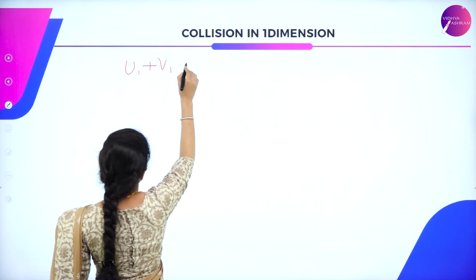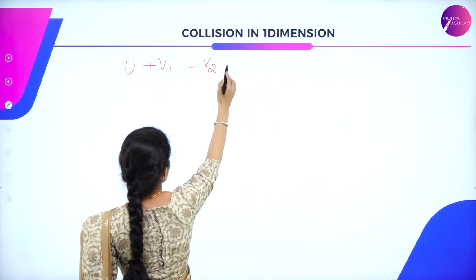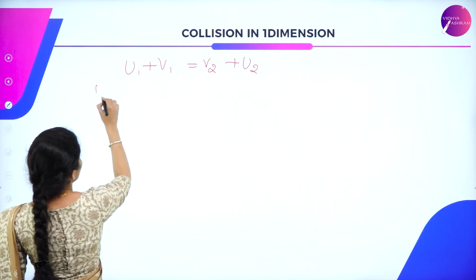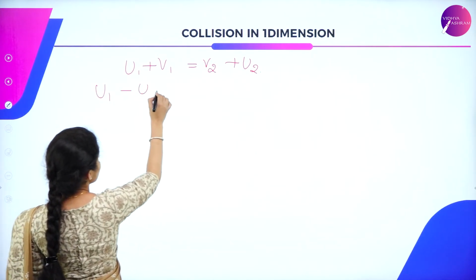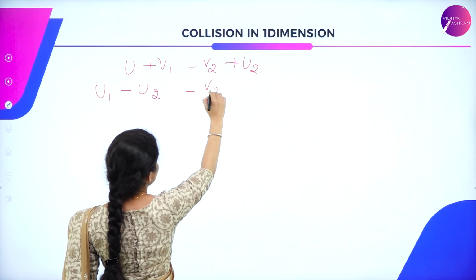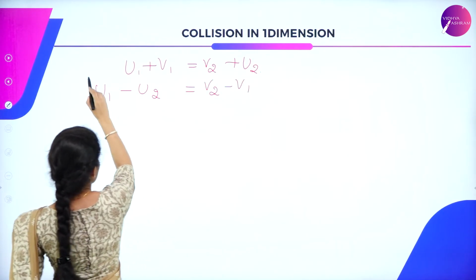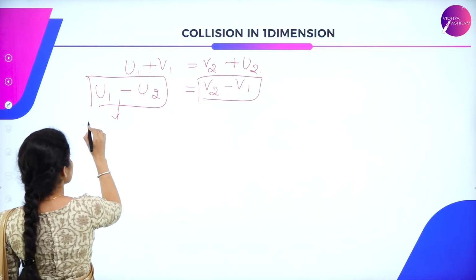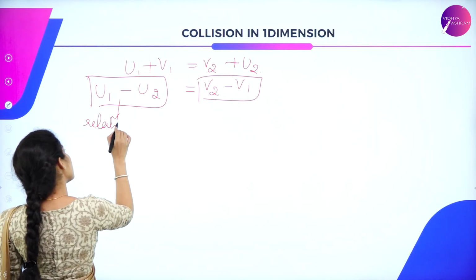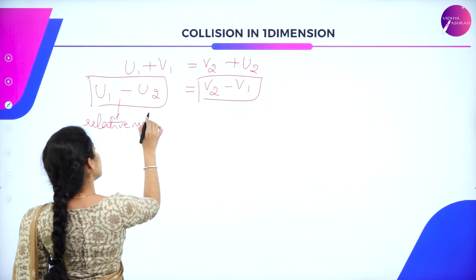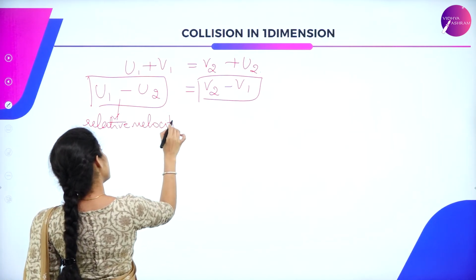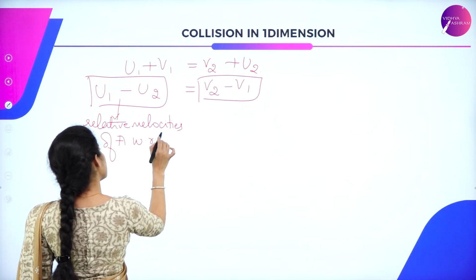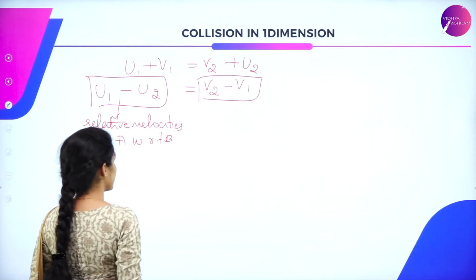u1 plus v1 is equal to v2 plus u2. So now u1 minus u2 is equal to v2 minus v1. So this can be considered as the relative velocity of A with respect to B in terms of the initial condition.